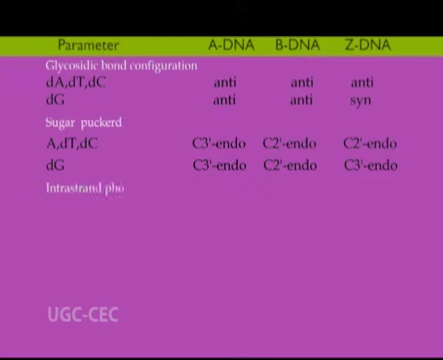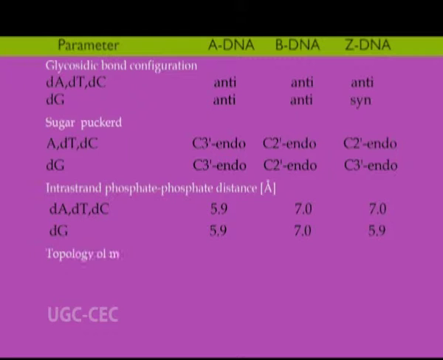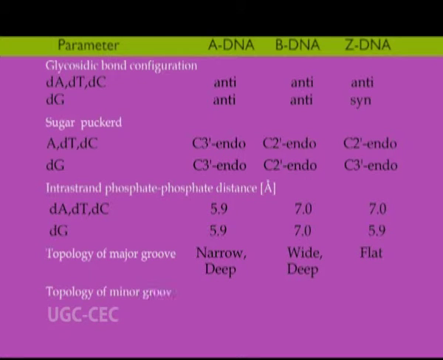Next parameter is intra-strand phosphate-phosphate distance in angstrom. In this, A DNA has 5.9 angstrom, B 7, and Z 7, while deoxyguanine has 5.9 angstrom, 7, and 5.9 angstrom. Next parameter is topology of major groove. For A DNA, it is narrow and deep, for B, wide and deep, and for Z, it is flat. Next parameter is topology of minor groove. For A DNA, it is broad and shallow, for B, it is narrow and shallow, and for Z, it is narrow and deep.